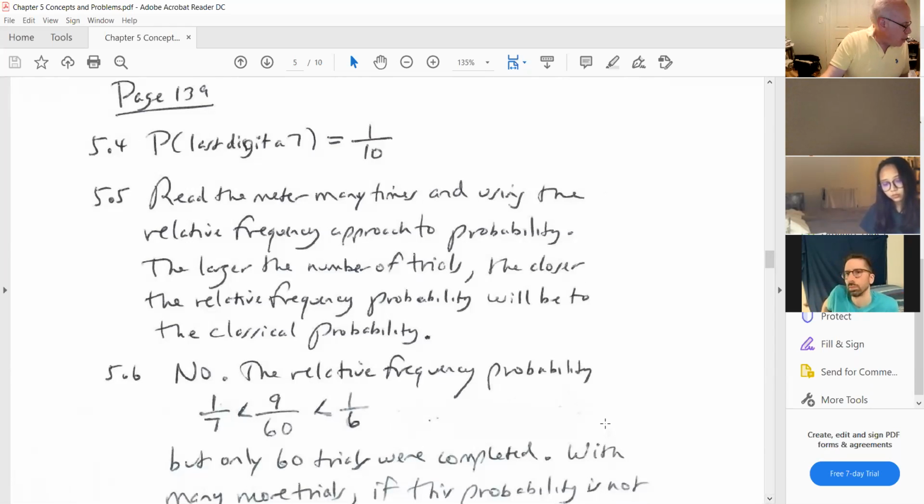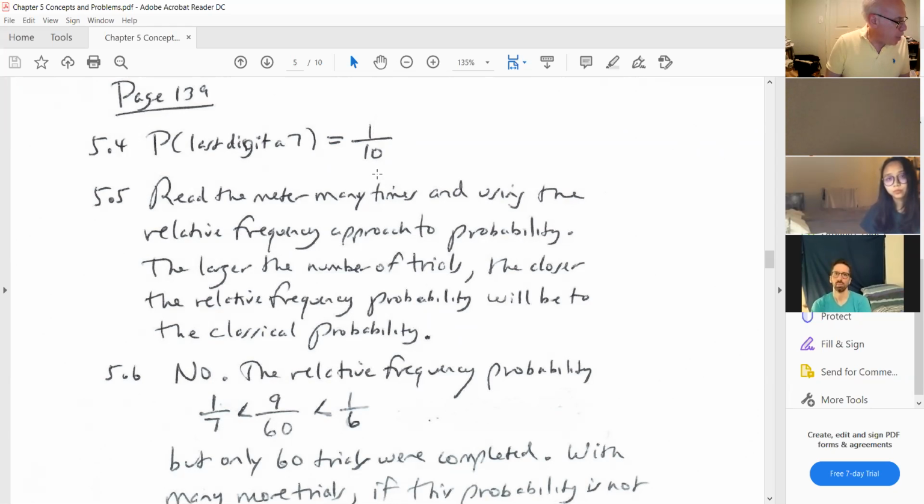5.5 says, how might an observer employ the law of large numbers to verify the classical probability that you identify? Well, the law of large numbers says you need to repeat this experiment many, many times, not just one home, but maybe thousands of homes. Then you do a relative frequency approach, and the more meters that you read, the closer the relative frequency probability will be to this 1 divided by 10. It should be closer and closer to this 1 out of 10 classical answer. Any questions?